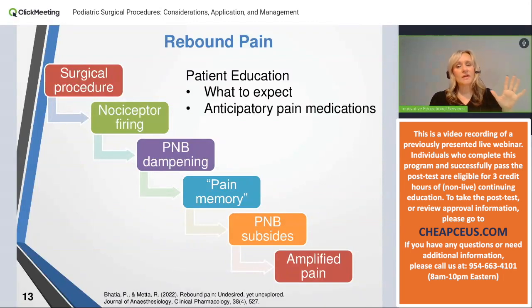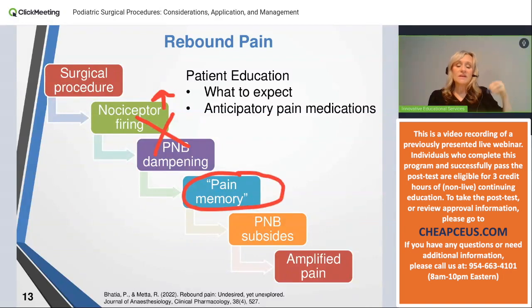And here's what we understand at the current moment related to the physiology of this. So the patient undergoes a surgical procedure. We know there is certain trauma to the tissues, so those nociceptors are going to fire. We know that's happening. Well, the peripheral nerve block is dampening that pain. It's not being perceived by the patient. And we know this from other pain pathways that during that time period, great, the patient is not perceiving the pain, but those receptors are still firing. This pain memory is developing. So we have that central sensitization to the pain, and it is building.